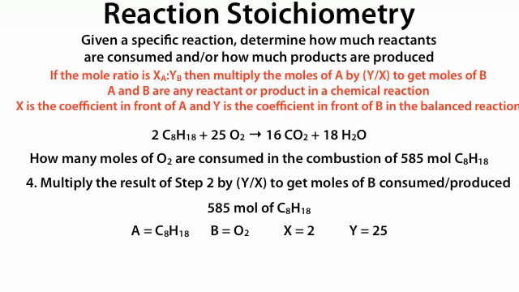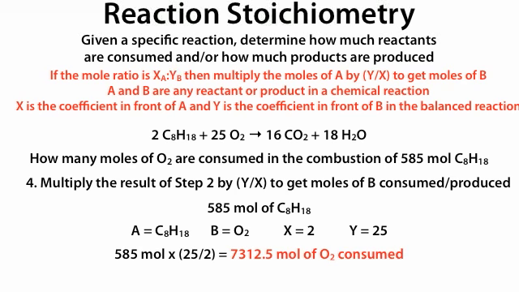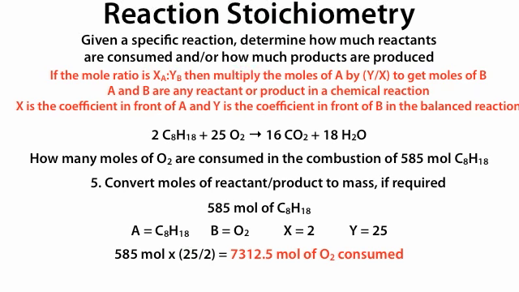Step 4. Multiply the result of step 2 by Y divided by X to get moles of B consumed or produced. We multiply 585 moles of C8H18 by 25 divided by 2, which is Y over X, to get 7,312.5 moles of O2 consumed. O2 is consumed because it's a reactant. Step 5. Convert moles of reactant or product to mass if required. Since we're asked for moles of O2 and we calculated moles already, we don't need to convert anything to mass.